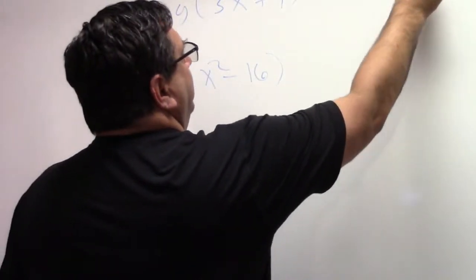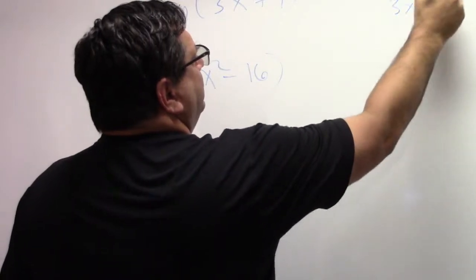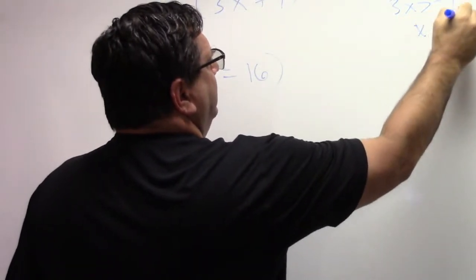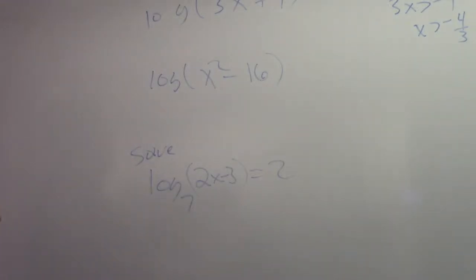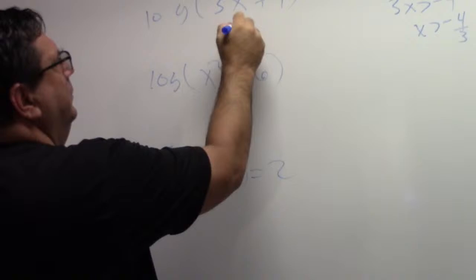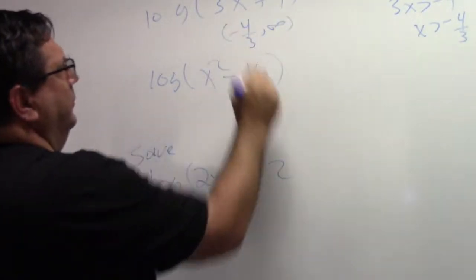3x plus 4 is greater than 0. 3x is greater than -4. x is greater than -4/3. All right, so -4/3 to infinity. Do you agree?